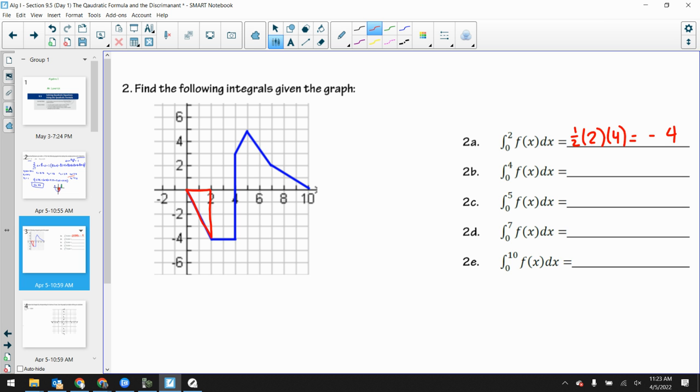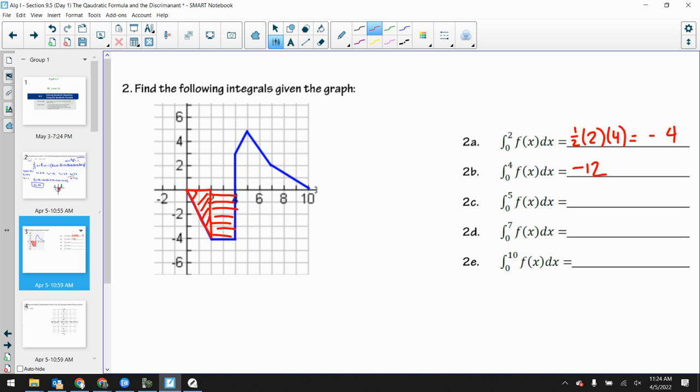Let's keep accumulating here. I want to now go from 0 to 4. So I've already got this. Now I'm going to add in that rectangle. It's a 2 by 4 rectangle. So I'm going to add on 8 more additional negative units. Because I had this triangle, and now I'm going all the way up to 4. So I've got this triangle plus this rectangle. All negative area.